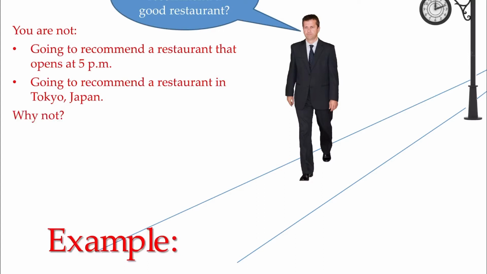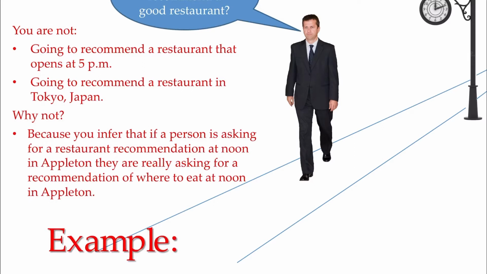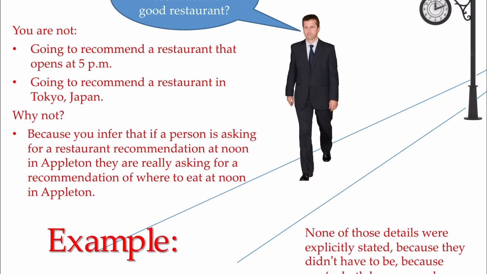Why aren't you going to do these two things? He just asked for a restaurant. It could be a good restaurant in Japan that opens at 5 p.m. Why aren't you going to tell him that? Well, the reason is because you infer that if a person is asking for a restaurant recommendation at noon in Appleton, they are really asking for a recommendation of where to eat at noon in Appleton. But none of those details were explicitly stated. And the reason they weren't is because they didn't have to be, because you're both human. And you know how human minds tend to work.